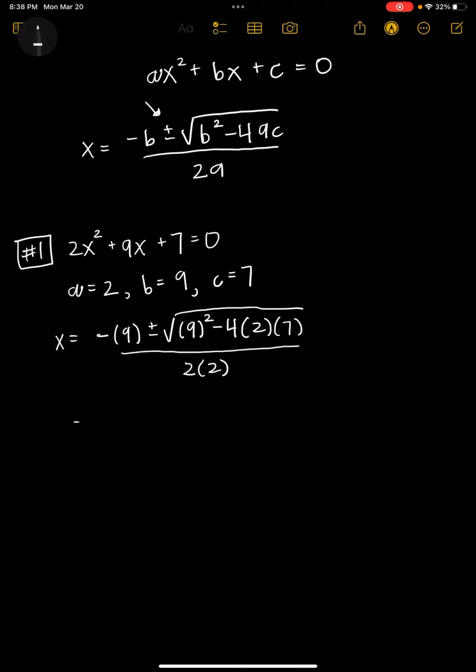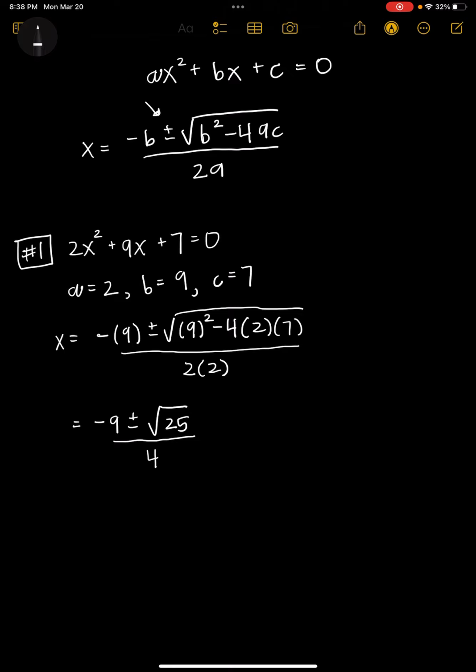So when I say simplify in chunks, I mean we're going to say, well, this is not negative 9, I can just take the parentheses away and make it negative 9, plus or minus the square root. Now I can plug in 9 squared minus 4 times 2 times 7 into my calculator, and I get 25. So the whole square root turns into the square root of 25 over 2 times 2, which is 4.